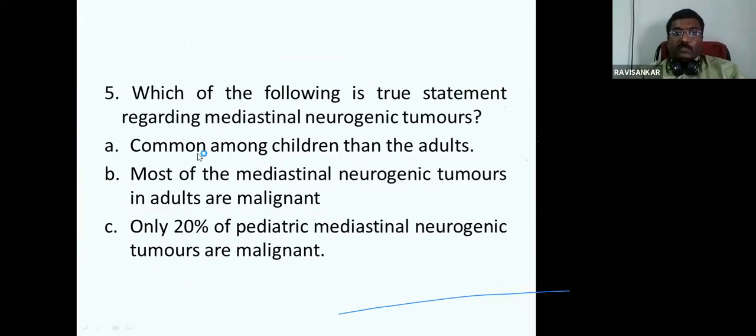So answer for this is neurogenic tumors are common among children and adults. Not the most of the mediastinal tumors. Most of the mediastinal tumors in adults are benign. Only 10% are malignant. It is 50% of pediatric mediastinal neurogenic tumors are malignant, not 20%. Okay.